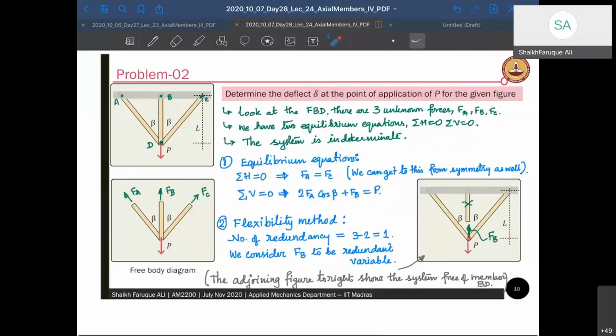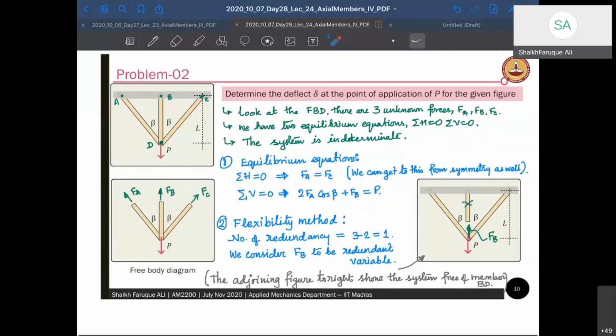So the number of redundancies, 3 minus 2, is 1. So we need to consider at least one force known. Let us consider FB to be the redundant variable. Last time also we did that: when I say FB is redundant, we will free the degree of freedom there, free the boundary condition there.